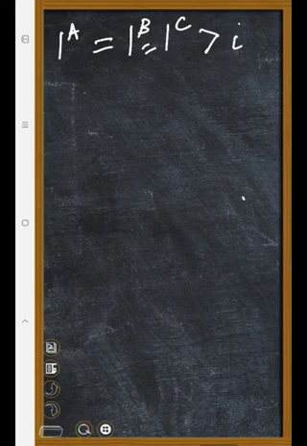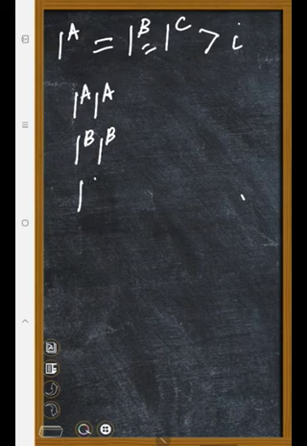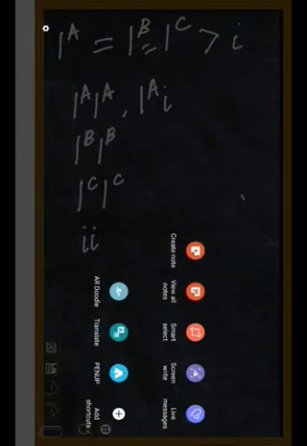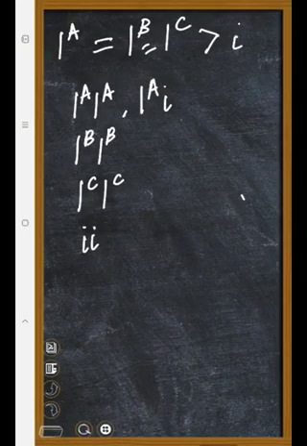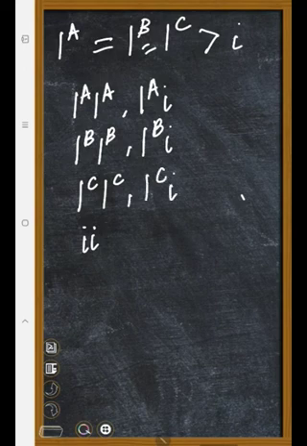So, pwedeng homozygous for A, homozygous for B, homozygous for C, and then homozygous for small i. Yan yung mga homozygous types. Now, paano yung heterozygous types? We can have IA small i, and then we have IB small i. We can also have IC small i. So, these correspond to their own blood type.